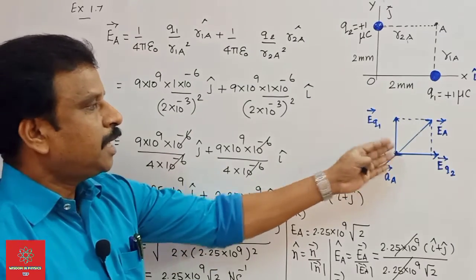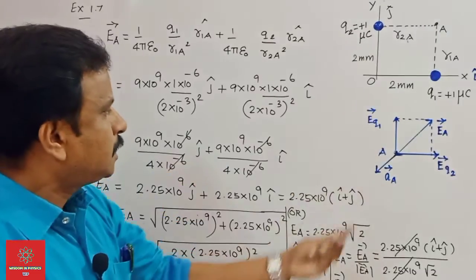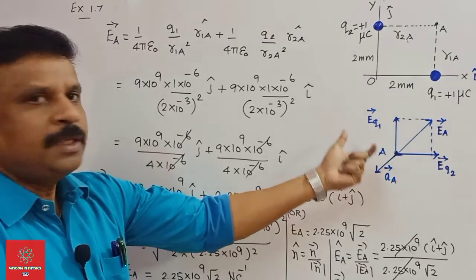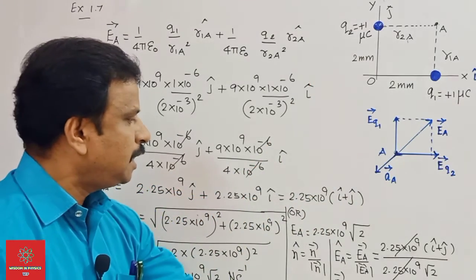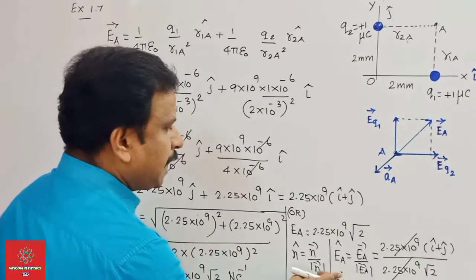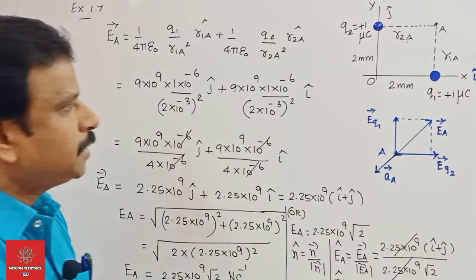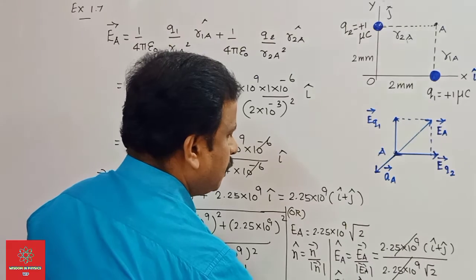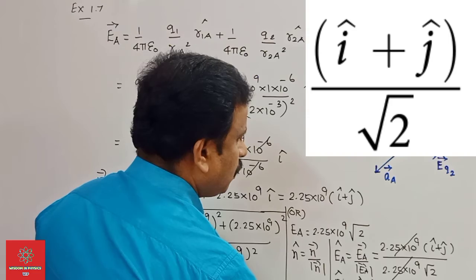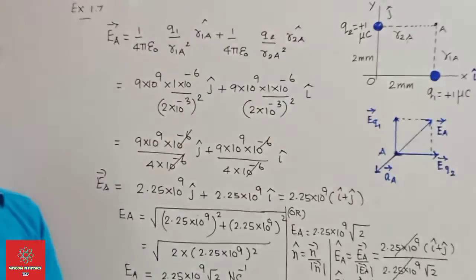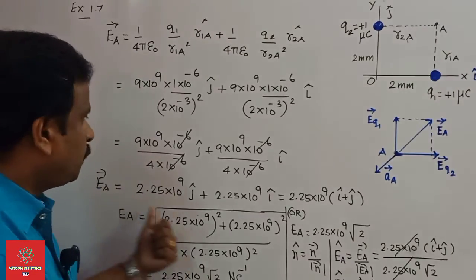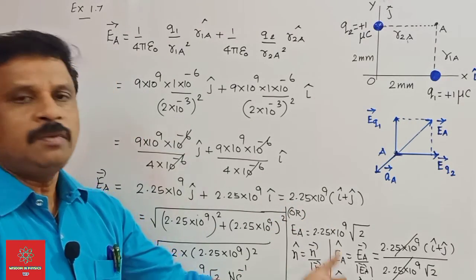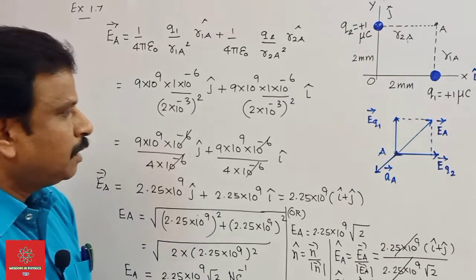EA, what is the direction? The direction of the electric field is clearly explained by the vector, but the direction of the vector is EA cap. EA cap is the unit vector that represents the direction of the electric field, and it will be I cap plus j cap divided by root of 2. Am I right? So either you can represent it by the vector, or if you represent the electric field by this unit vector, then you will get I plus j divided by root 2.